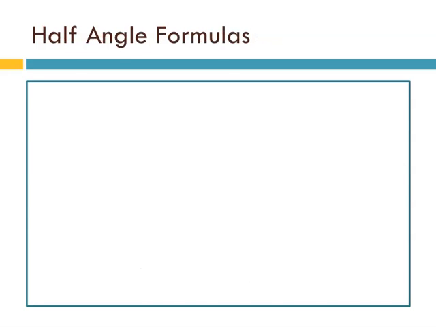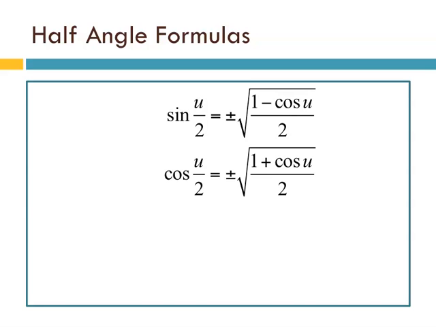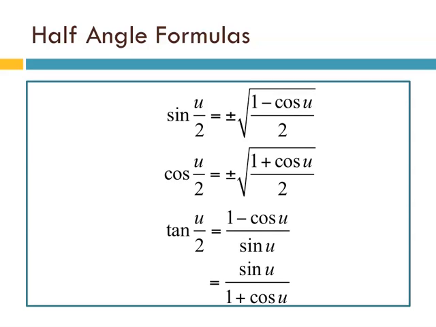Next we have the half angle formulas. Again, we'll have one for each. So sine of u over 2 is equal to plus or minus the square root of 1 minus cosine of u all over 2. Cosine of u over 2 is equal to plus or minus the square root of 1 plus cosine of u all over 2. And then tangent of u over 2 is equal to 1 minus cosine of u over sine of u. There's also an alternate form, which is sine of u over 1 plus cosine of u.